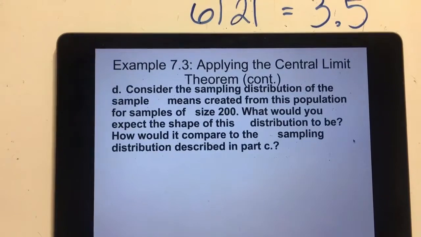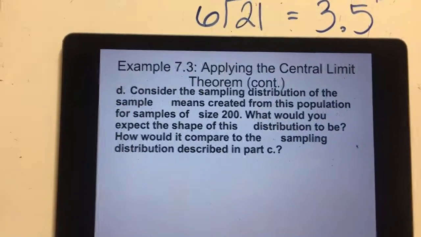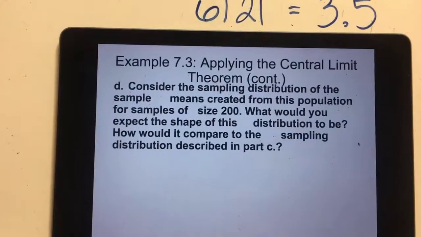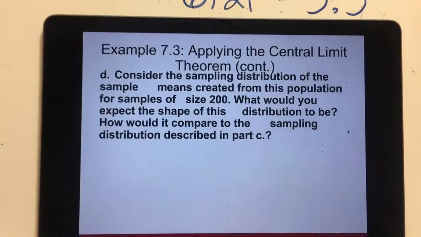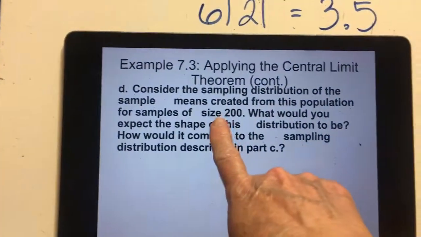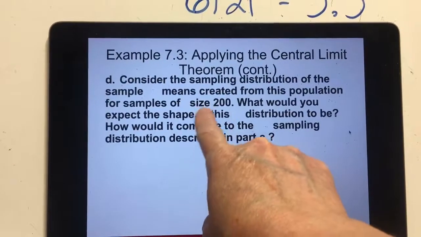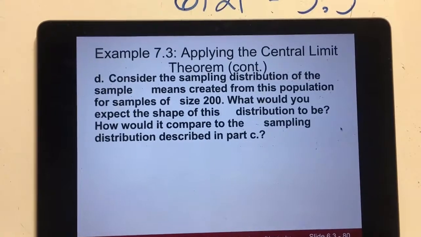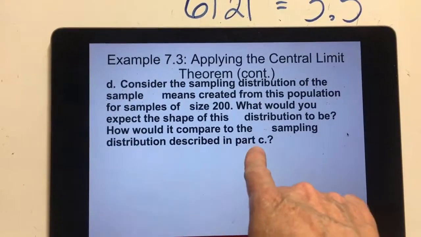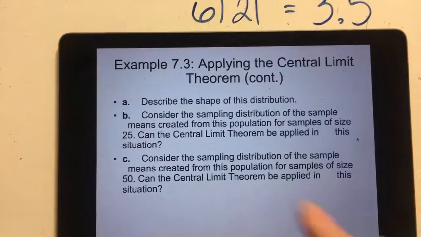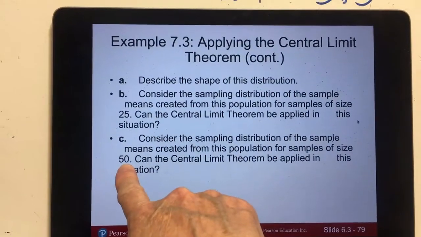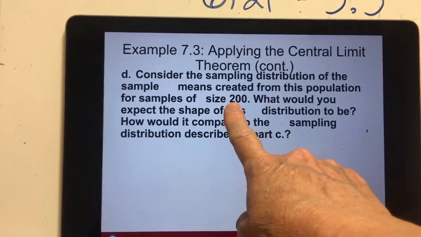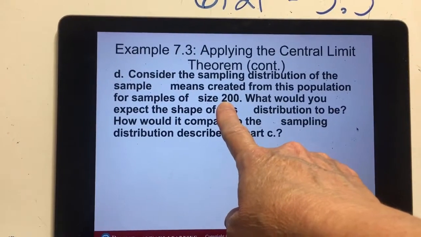And then D says, consider the sampling distribution of the sample means created from this population for samples of size 200. What would you expect the shape of this distribution to be? It was bimodal to start with, but if we do a sampling distribution of sample means with a large enough sample, it should approximate a normal curve. How would it compare to the sampling distribution described in Part C? Well, in Part C, we had a sampling distribution with samples of size 50, but here we have samples of size 200. Guess what's going to happen to the standard deviation?